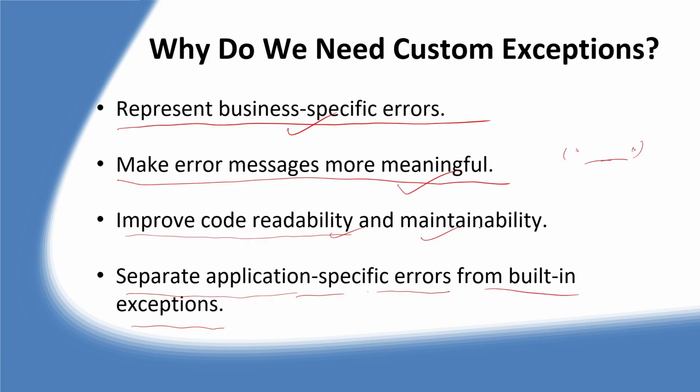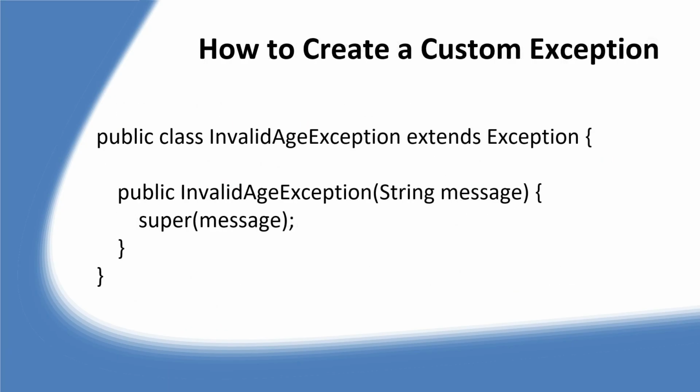Okay, let's see how to create a custom exception. To create a custom exception, simply create a class. You can provide any meaningful name for that custom exception class, like in this case InvalidAgeException. Then it extends from Exception. This is the parent class.